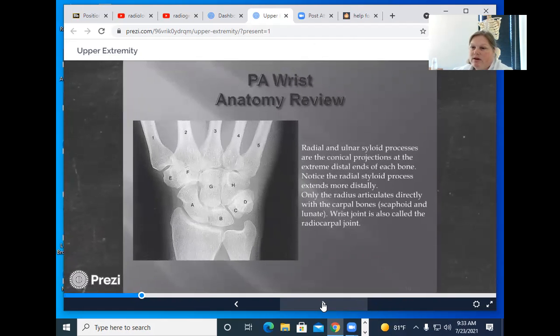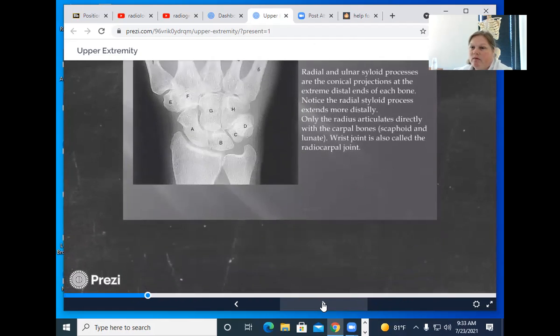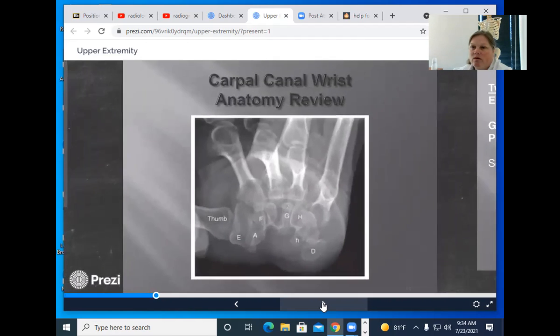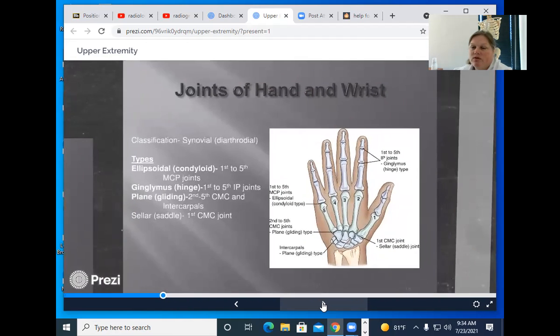So there's our PA wrist. There's our carpal tunnel area that we're going to get into with some specialty views, the carpal canal. Joints again.